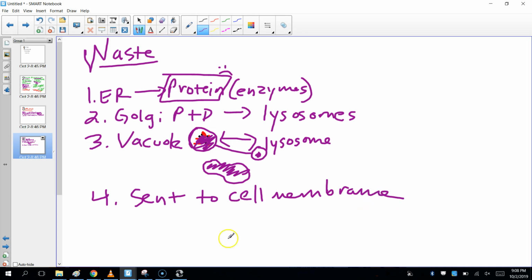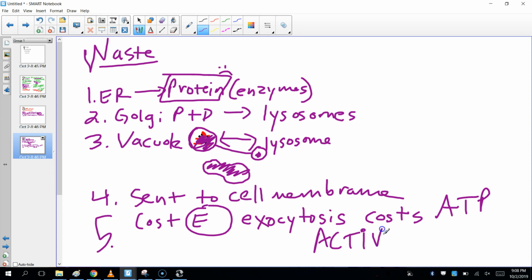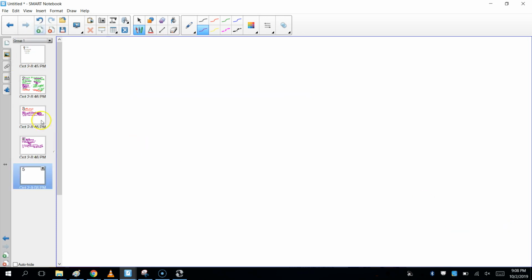The problem is that it's going to cost energy to do this. Okay? Because getting rid of waste outside the cell membrane, that is called exocytosis. We just learned about that a few days ago. And that costs ATP, or cell energy. That is a type of active transport. Okay? So exocytosis.